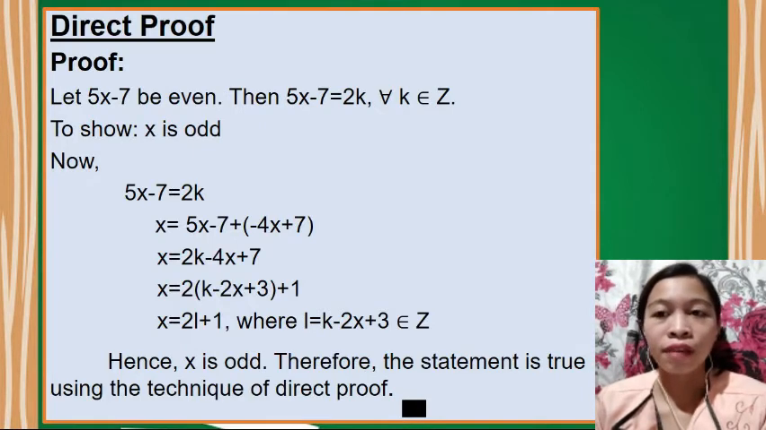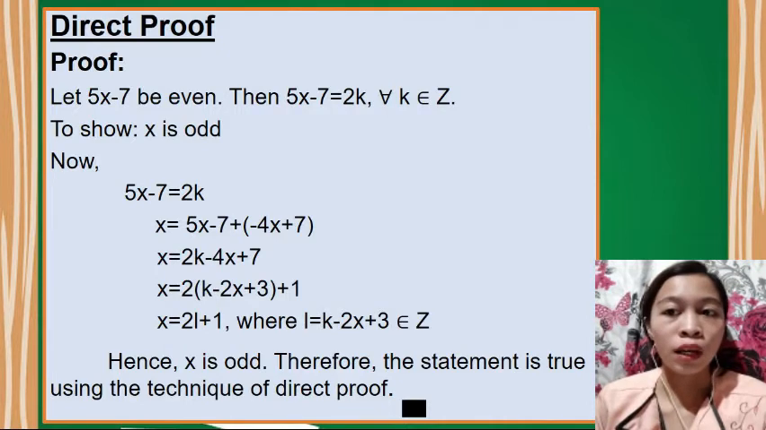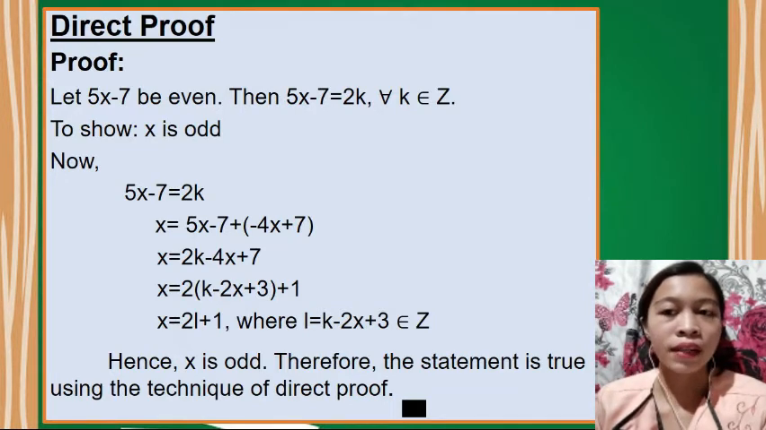x equals 5x minus 7 plus negative 4x plus 7. So we are going to equate it with x, and in order to be equal with x, we're going to combine it with negative 4x plus 7. When we combine 5x and negative 4x, the result will be x. And negative 7 plus positive 7, the answer is 0. So the two equations are now equal. So x equals 2k minus 4x plus 7.